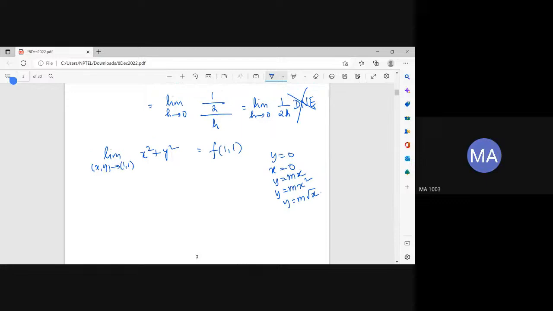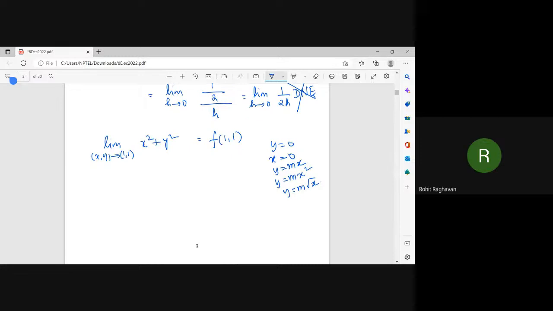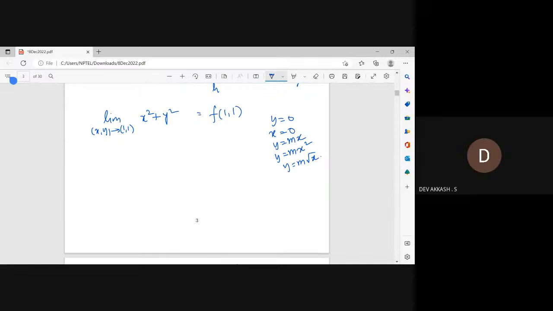Ma'am, just one question. Like the L'Hopital theorem, is there any method to quickly check the existence? No, there's no L'Hopital rule. That was for one variable. For two variables, is there any quicker way to check? No, that is what makes multivariable calculus more difficult than single variable. Ma'am, is there any way to check for continuity?